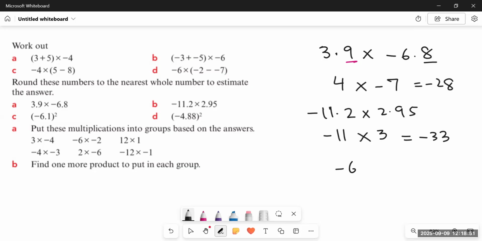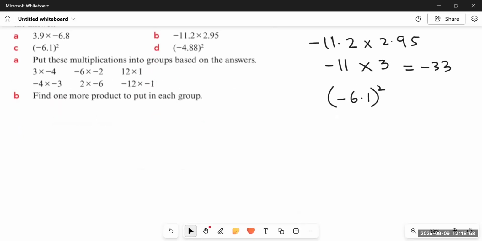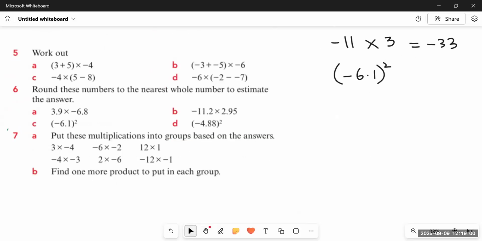Next, we have minus 6.1 to the whole square. So what are we going to do? We will simply turn minus 6.1 into the whole number. Since 0.1 is less than 0.5, it becomes minus 6. And I told you at the start of the class that the square of a negative number is always positive. So it would be positive 36.